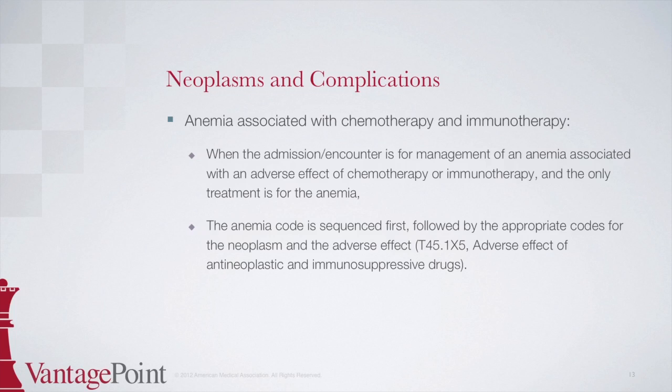If the patient's anemia is due to chemo or immunotherapy, and the reason for the encounter is solely for treatment of the anemia, you're going to sequence the anemia first, such as D64.81, anemia due to anti-neoplastic chemotherapy. The next codes are for the malignancy, and then you also need to use the adverse effect code T45.1X5 with the appropriate seventh character for the current episode of care, which is either initial, subsequent, or sequela.